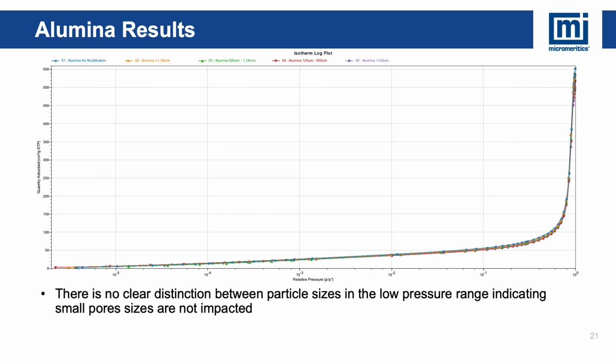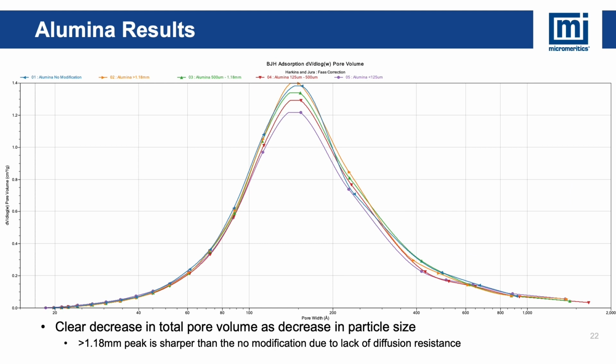There are negligible differences between the isotherms in the lower pressure region, indicating all changes happened in the mesopore region. We can see the pore volumes decrease with the decreasing size range. The particle size range of greater than 1.18 millimeters is sharper than the non-modified sample due to a lack of diffusion resistance into the pores.